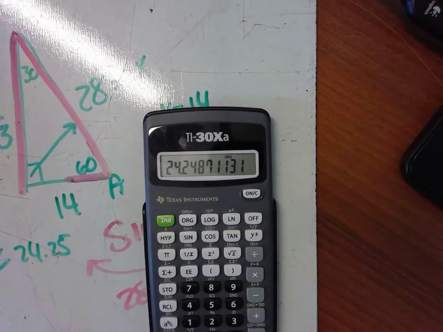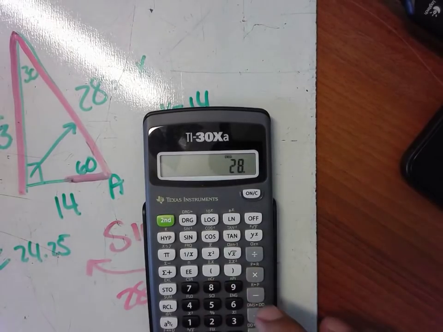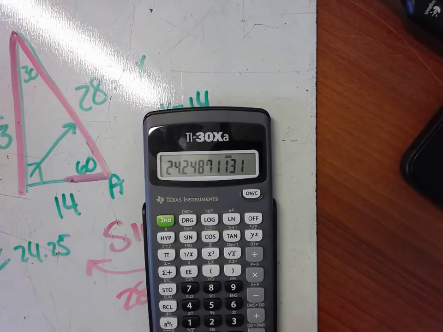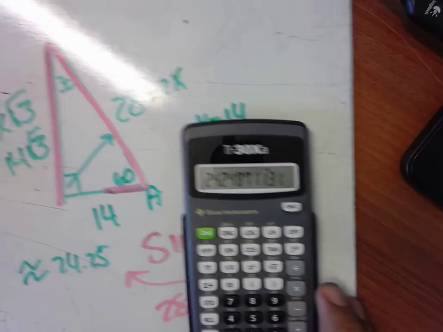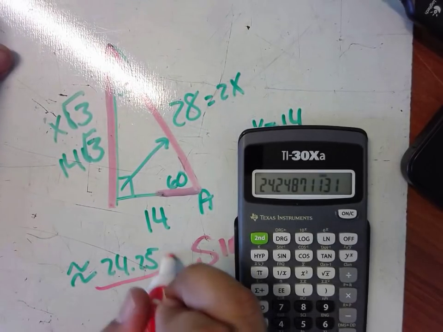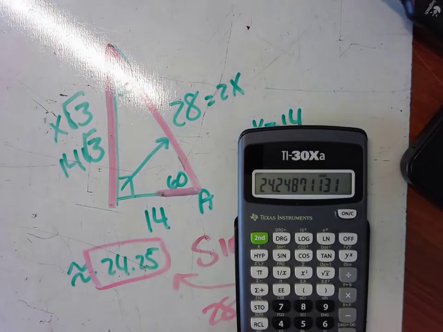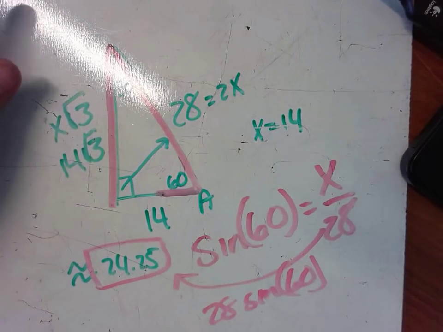Typing that in the calculator, you get 28 times sine 60, enter, 24.248, which is the same thing that we got last time. So there's two ways to do it. If you need a review either way, rewind the video and watch it again, especially how to type it into the calculator.